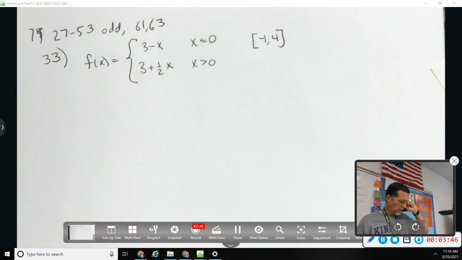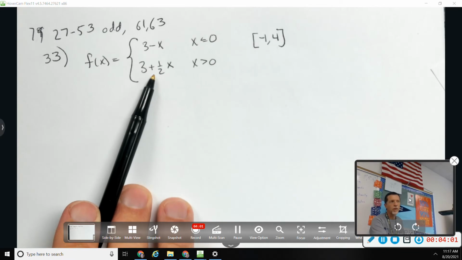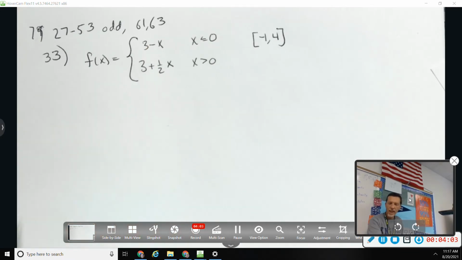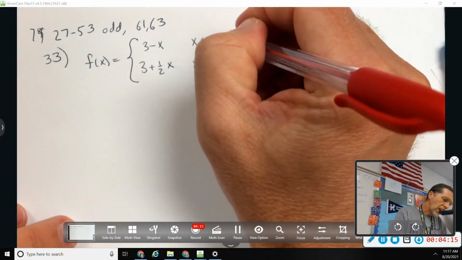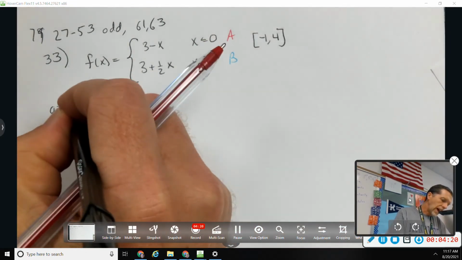So the question for 33 says, discuss the continuity of the function on the closed interval. So again with the discuss. 3 minus x, that's a polynomial. 3 plus half an x, that's a polynomial. So both of those, taken on their own, are continuous. So I'm not worried about them. What x value am I worried about? 0. Because there might be a jump when it goes from branch A to branch B. So I really want to know what's going on at x equals 0.